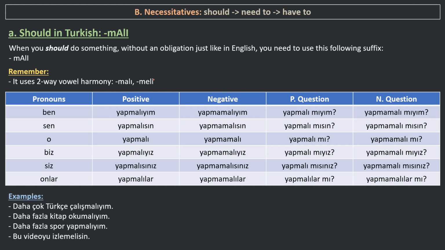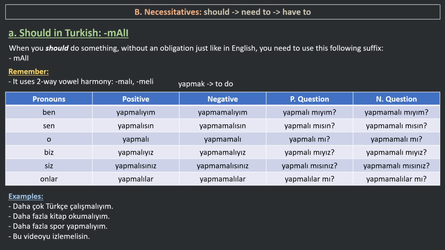Basically, when you should do something, there's no obligation, it's just like I should do this, you need to use this malı or meli suffix. As you can read in the full table, I will use yapmak, to do. Maybe I can write this down for some people. We are using yapmak, to do. That's our example verb, and we are using it in the present as an example. So yapmak is to do, or sometimes to make, but I will keep it with to do.